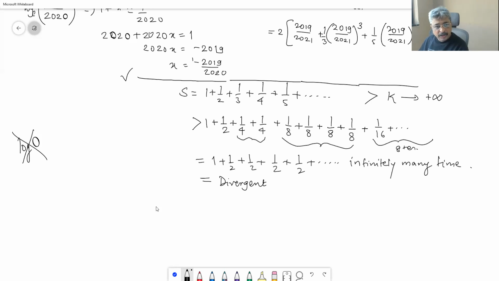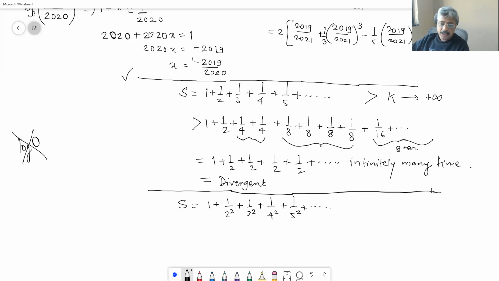Okay, so let me give you another one for your guess. S is equal to, let me make squares, 1 plus 1 upon 2 square plus 1 upon 3 square plus 1 upon 4 square, 5 square plus dot dot. Decide the future of this S now. It is a similar reciprocal sequence but with squares in the denominator of all natural numbers.